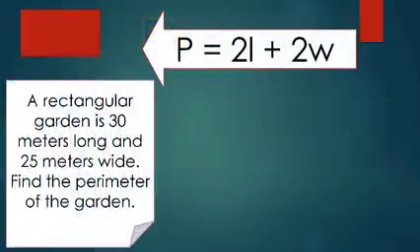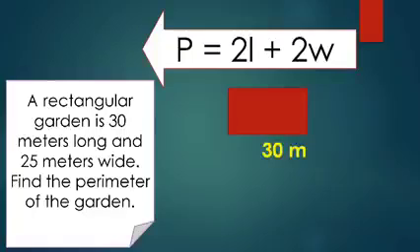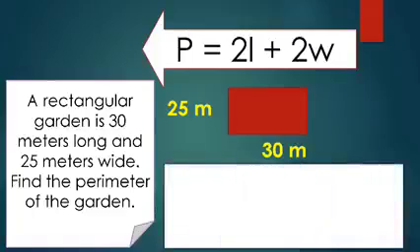A rectangular garden is 30 meters long and 25 meters wide. Find the perimeter of the garden. Let's sketch. So assume that this is your rectangular garden, and the following are measurements of your rectangular garden. For the length, we have 30 meters, and for the width, we have 25 meters. Using the formula, P is equal to 2 length plus 2 width.